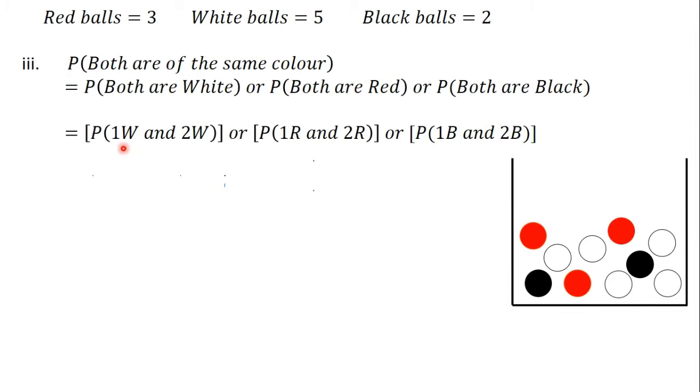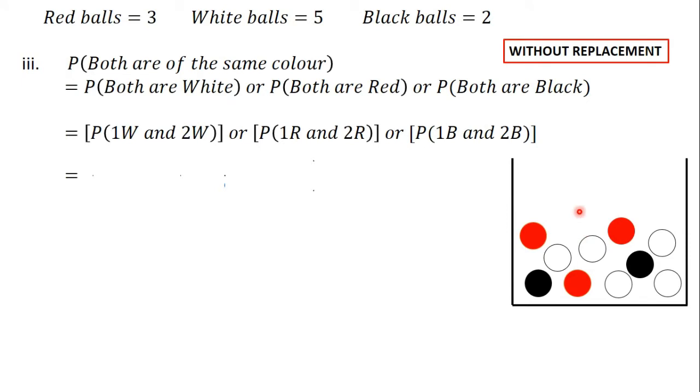So all we need to do now is to find the probability that the first is white and the second is white for the first case, we find the probability that the first is red and the second is red for the second case, and we also find the probability that the first is black and the second is black for the third case. Remember, we are selecting these 2 balls one after the other without replacement. Let's begin with the probability that the first is white.